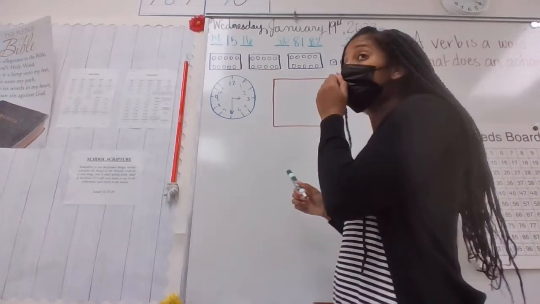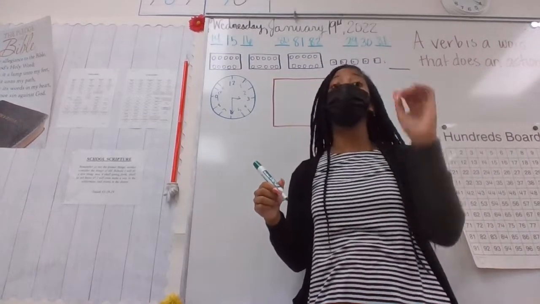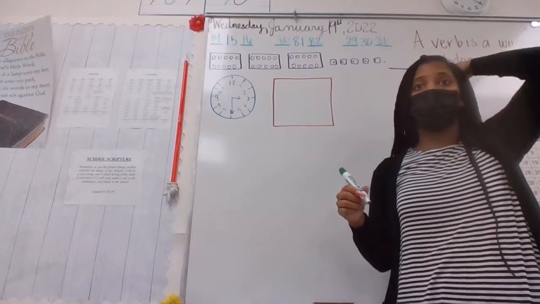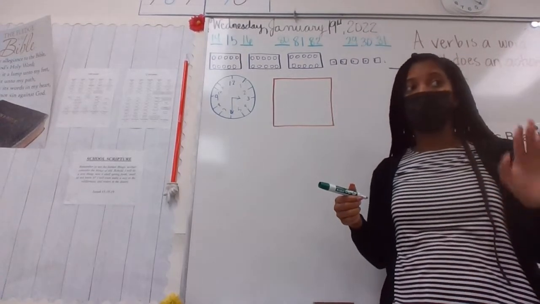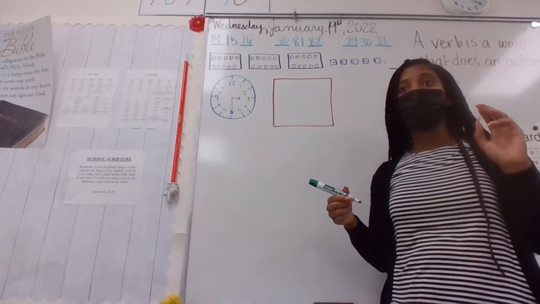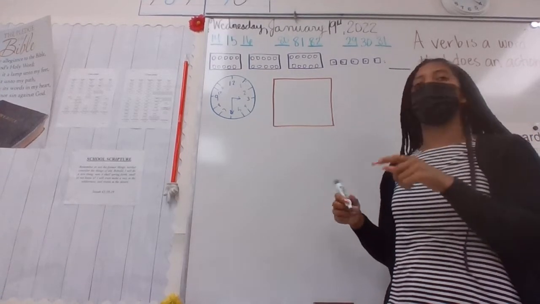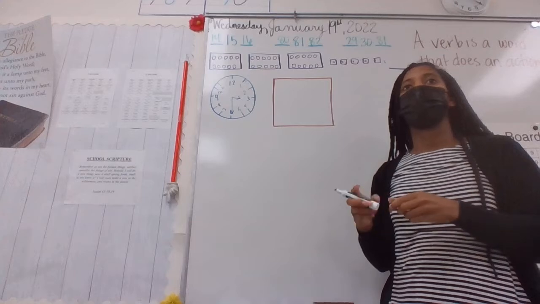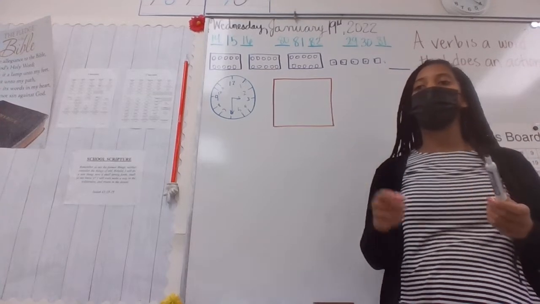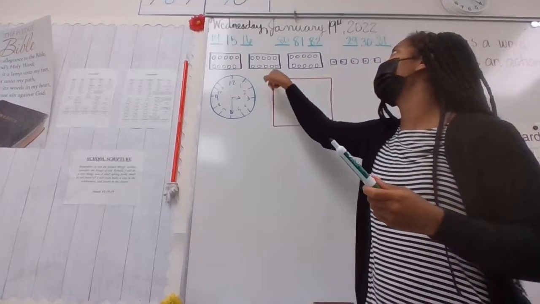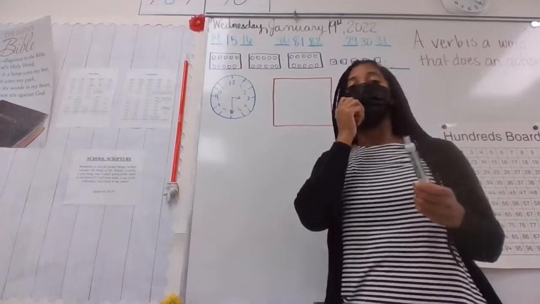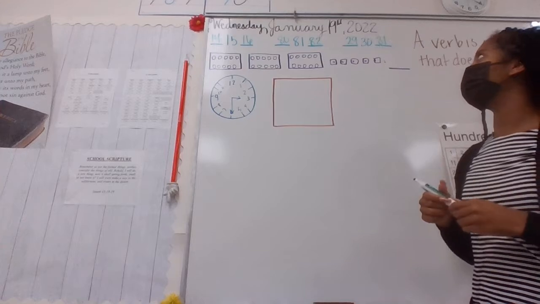All right, remember we learned groups of 10, so look at how many groups of 10 and extras I have. How many groups of 10 do I have? Not 30. It's 3 groups of 10. 1, 2, 3. Okay.